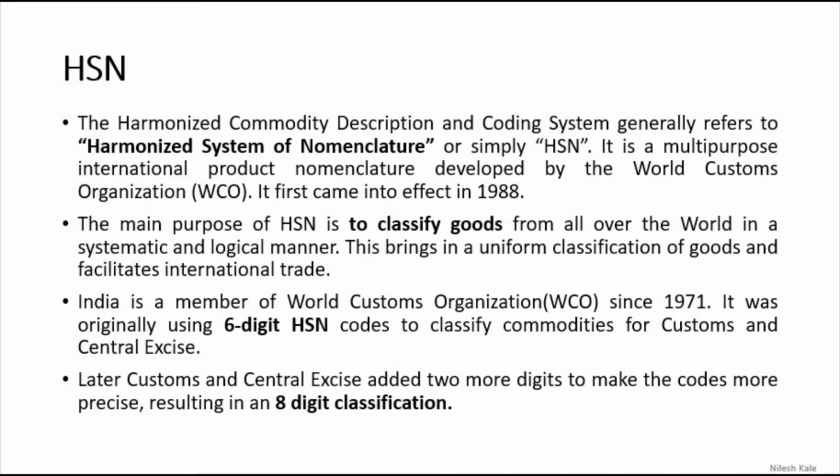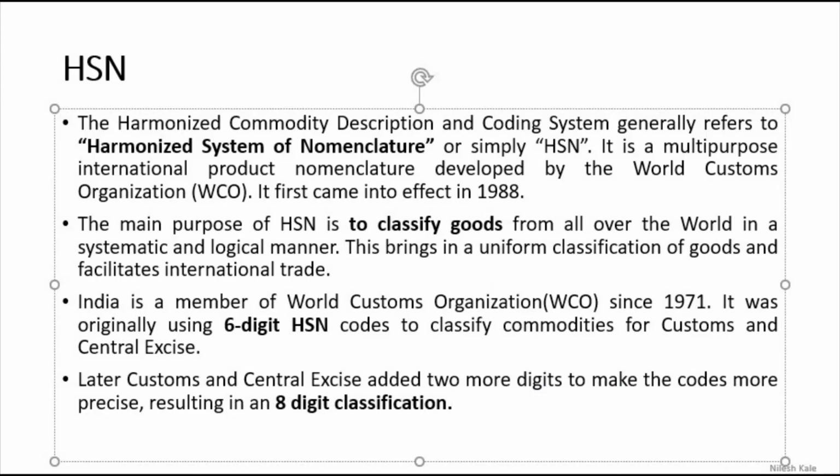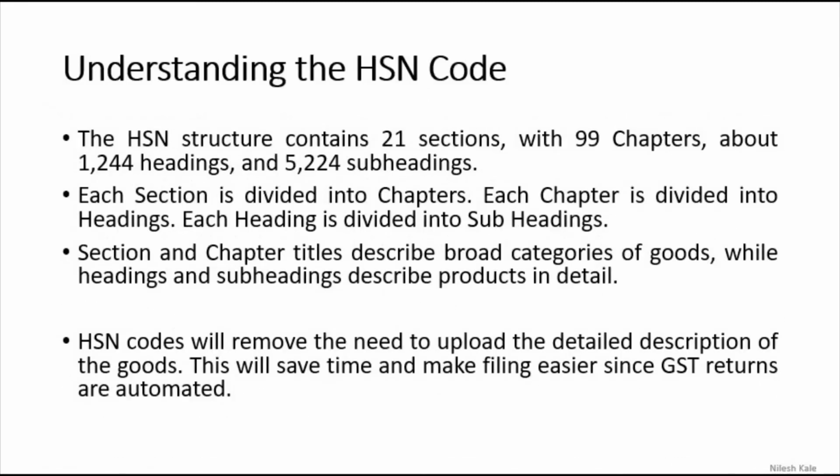So it was originally using 6-digit HSN codes to classify commodities for customs and central excise. Later, customs and central excise added 2 more digits to make the codes more precise, resulting in an 8-digit classification. So India follows the 8-digit classification of HSN. India used to follow the earlier 6-digit classification, right? So how is it done? There are examples, we'll see.